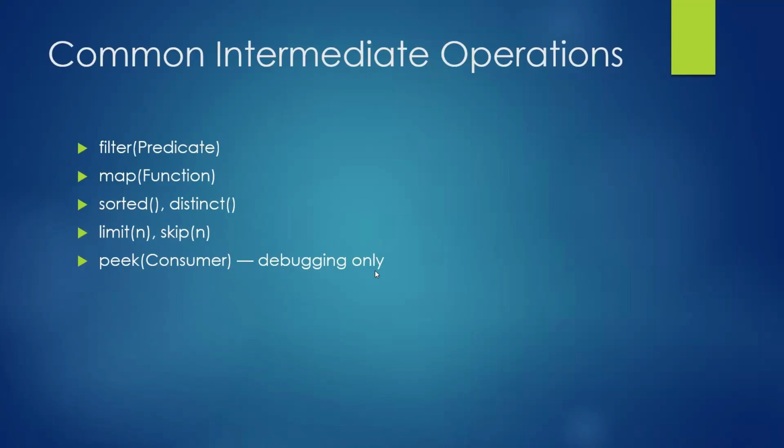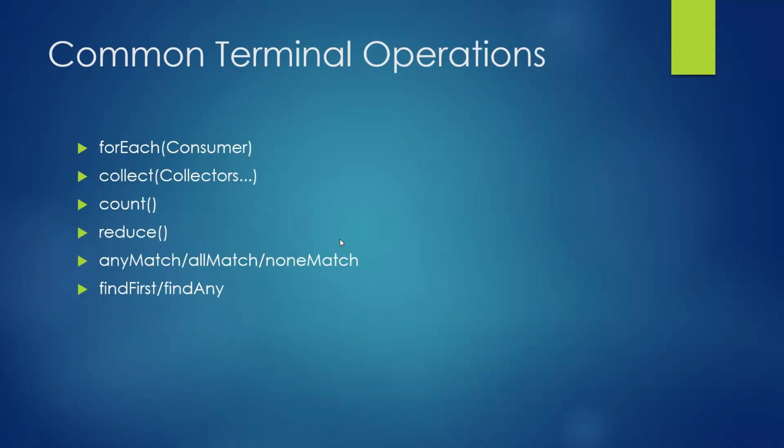Here are some common intermediate operations. We have filter, which takes in a predicate, map, which takes in a function. We have sorted, distinct, limit, skip, and peek. You'll see some of these when we do the demo. Common terminal operations, which are our lazily executed operations: forEach, which I'm sure you've seen many times, collect, count, reduce, anyMatch, allMatch, noneMatch, findFirst, findAny. And findFirst and findAny return an Optional.